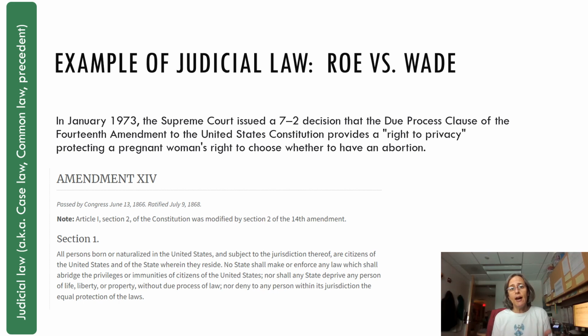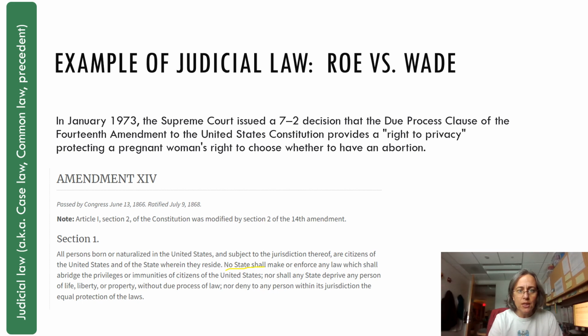Now, states could have various laws, and they did, requiring counseling and waiting periods and all types of things. But in 1973, the federal government, via the Supreme Court, as an example of judicial law, said that everyone in the United States must have access to abortion, with some regulations, but access to abortion up until around 24 weeks or so of pregnancy. And I'm just going to show you that clause of the 14th Amendment. I want to point a few things out.